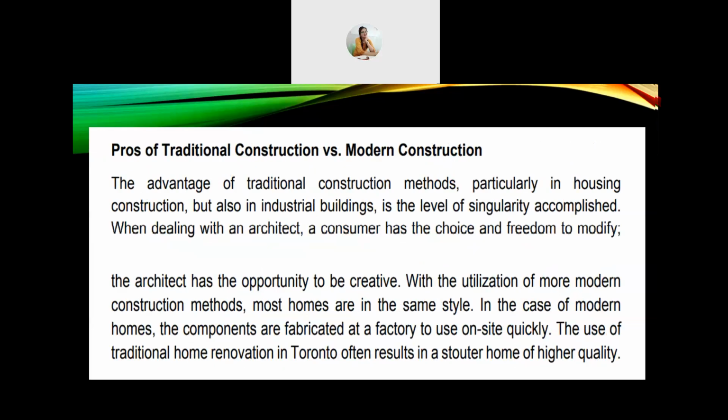Pros of traditional construction versus modern construction. The advantage of traditional construction methods, particularly in housing construction, but also in industrial buildings, is the level of singularity accomplished. When dealing with an architect, a consumer has the choice and freedom to modify the design, and also has the opportunity to be creative. With the utilization of more modern construction methods, most homes are in the same style. In the case of modern homes, the components are fabricated at a factory to use on site quickly. The use of traditional home renovation in Toronto, which often results in a sturdier home of higher quality, is such an example.